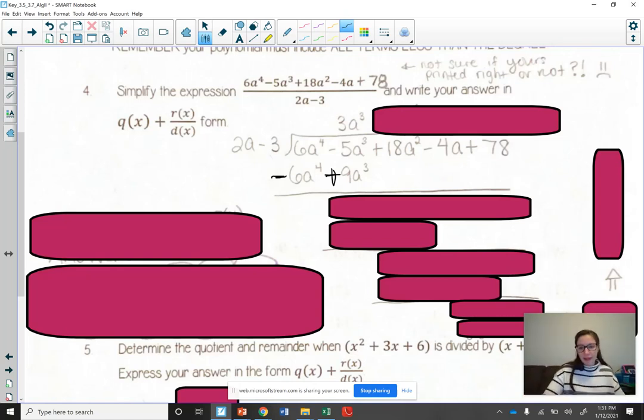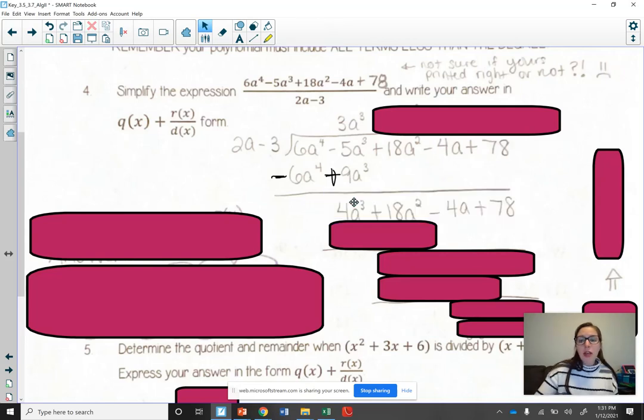I don't know what I'm doing. Okay, so we bring it down. We cancel the 6a to the 4ths, and negative 5a to the 3rd plus 9a to the 3rd is 4a to the 3rd. Bring down the 18a squared and the minus 4a and the plus 78.